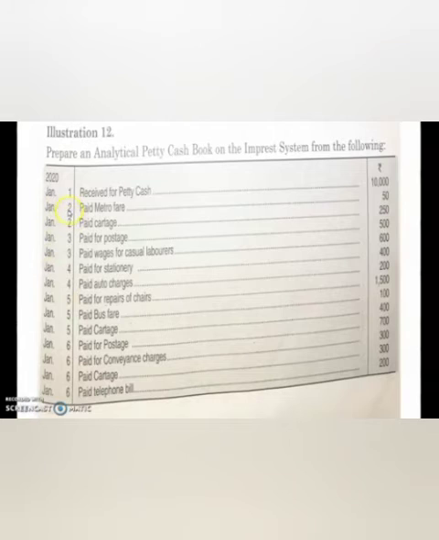January 2. There are two transactions which have taken place on January 2. The first one is paid metro fare 50 and paid cartage 250. Both these expenditures are different. The first expenditure is related to traveling expenses, or we can also call traveling expenses conveyance. And the second expenditure is paid cartage. Students, when goods are transported from one place to another, the expenses related to that are posted under cartage expenses. So both these are two different types of expenditure.